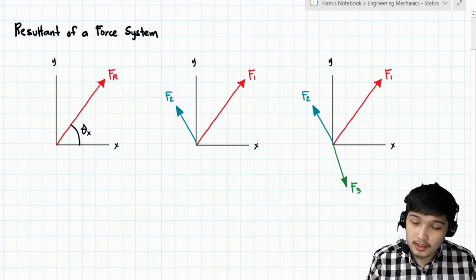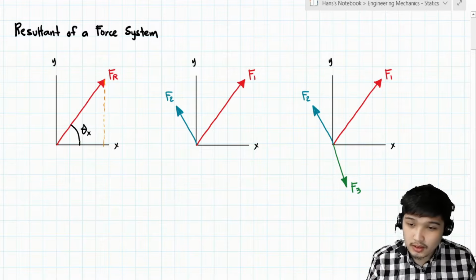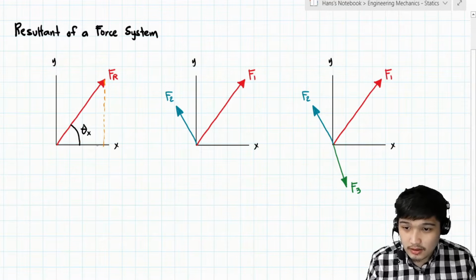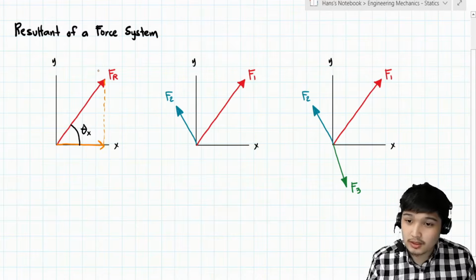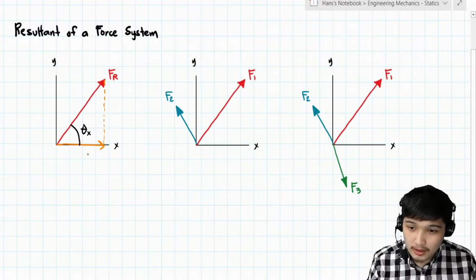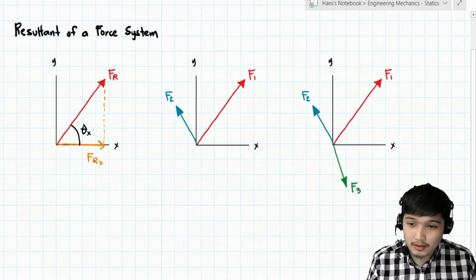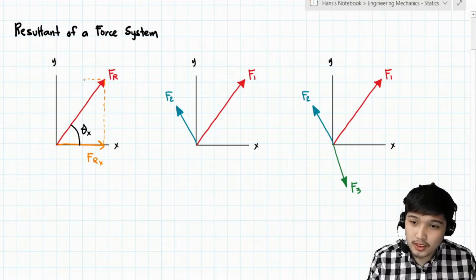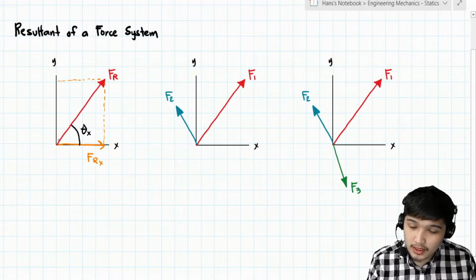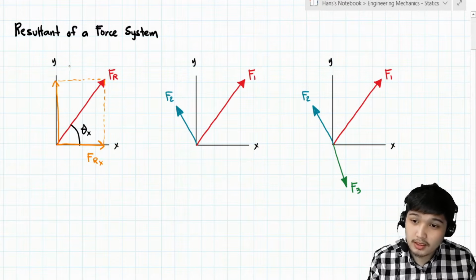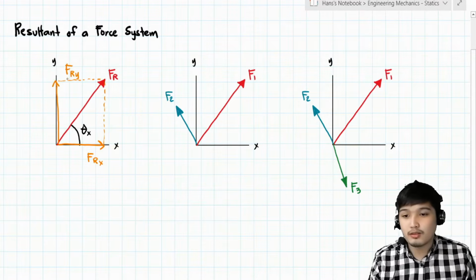So, simple lang. So, kunin lang natin yung mga projection ng force. So, yung distance na to corresponds to its horizontal component, tatawagin natin Fr sub x. And then, project. So, yung distance or yung vertical distance na to corresponds sa vertical component ng resultant force. So, that is Fr y.